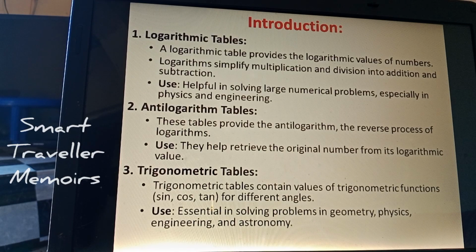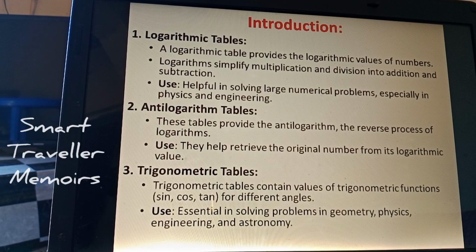Introduction. Logarithmic tables. A logarithm table provides the logarithmic values of numbers. Logarithms simplify multiplication and division into addition and subtraction. Use. Helpful in solving large numerical problems, especially in physics and engineering. On the other hand, anti-logarithm tables. These tables provide anti-logarithms, the reverse process of logarithms. They help retrieve the original number from its logarithmic value.